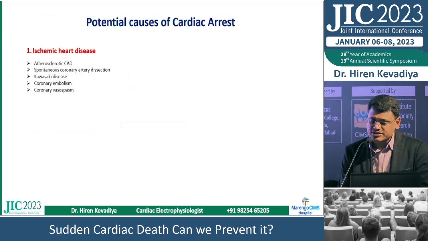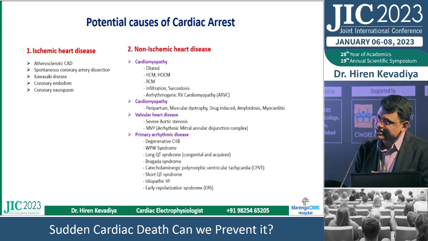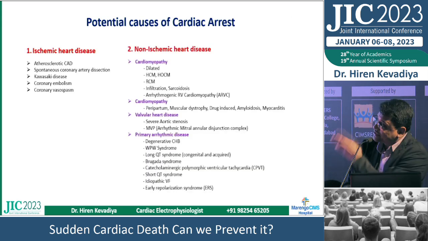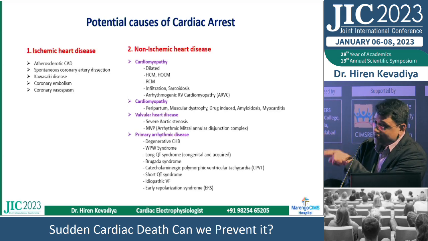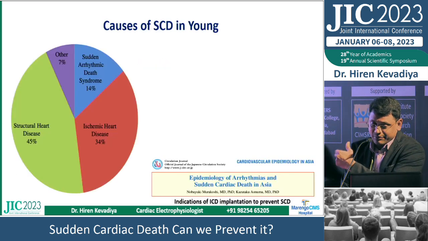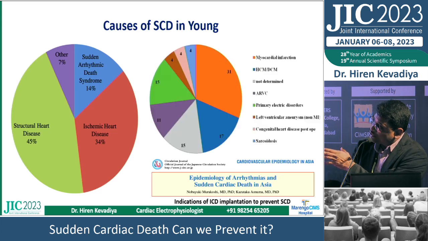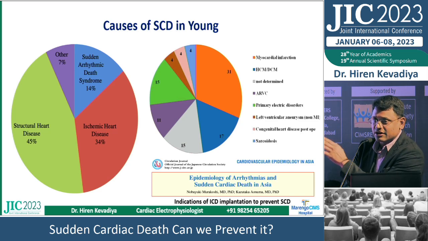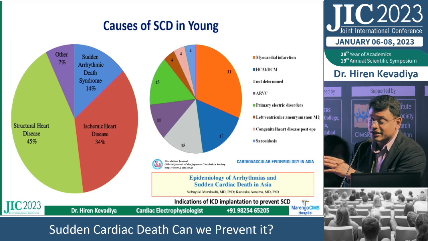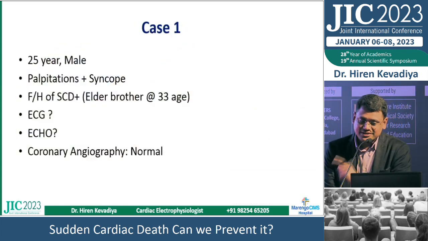So what are all the potential causes of cardiac arrest? We know that ischemic heart disease is a potential cause of cardiac arrest, but we can see there is a long list of non-ischemic cardiac diseases which are equally important as a cause of cardiac death. There are a few studies showing that in sudden cardiac death in the young, ischemic heart disease represents 33%, but the other 66% of sudden cardiac deaths are not due to ischemic heart disease. They are all non-ischemic. They may be structural, or actually pure electrical disease because of arrhythmias. So we'll see case 1.